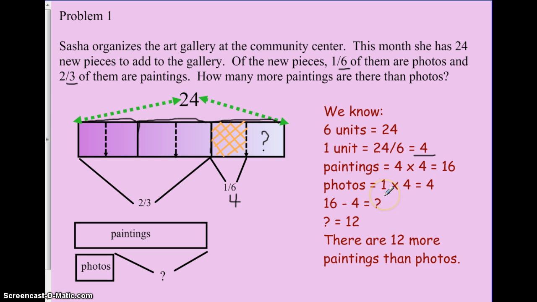And then if we know the photos are 1 unit, then there's 4, and then we need to take the whole of 16 and subtract the 4, and we get 12 more paintings than photos. So if this is 16 and this is 4, then there are 12 more. 16 minus 4 equals 12. Okay, we good with that one? All right. Next, problem number 2.